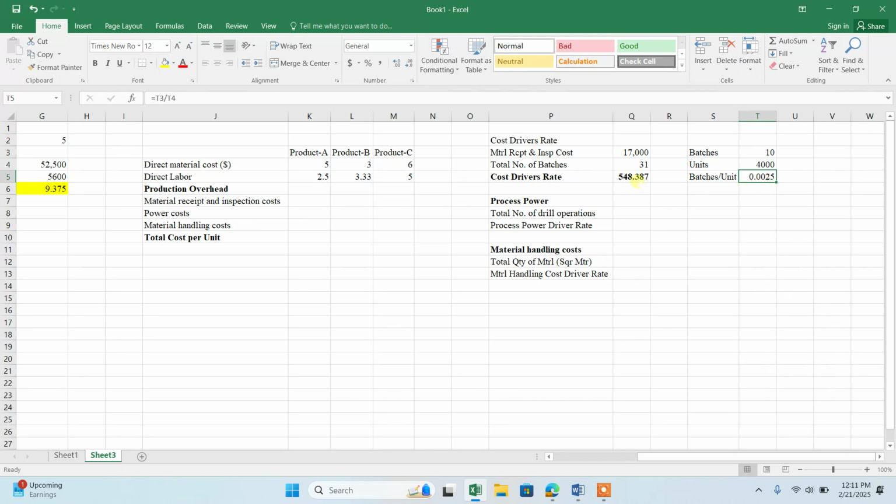And how much does one batch cost me? It costs me 548. Now I can calculate the cost of one unit. One unit needs this many batches, multiplied by the cost of one batch, 548.38. So this is, my dear, the cost of one unit in context of the material: 1.37.